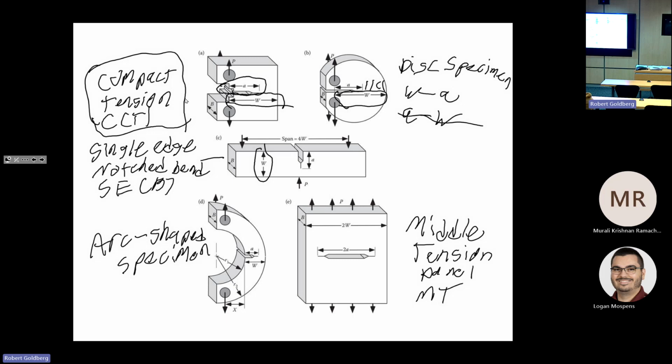And we also define the specimen thickness, which is specified by B. And in most cases, the width W is set to be twice the thickness, and the a over W ratio is set to be approximately 0.5. We'll talk about that more in a little detail.